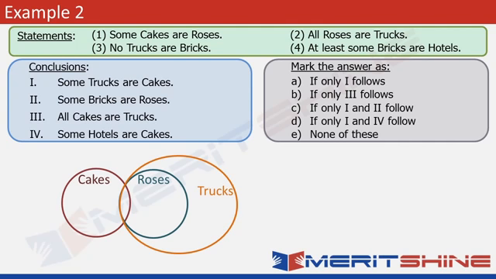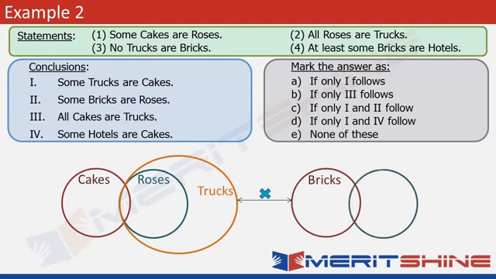We'll see them later. Alright, let's look at statement 3 now. No trucks are bricks. So basically it says that trucks and bricks are disjoint sets. So let's draw bricks like this. Again this arrow and this cross tell us that bricks and trucks can never overlap. And now the last statement. At least some bricks are hotels. So this is same as saying some bricks are hotels. So let's draw hotels like this. A partial overlap with bricks. So this is the complete figure now. The figure of minimum overlap.